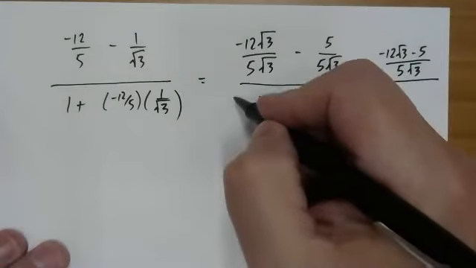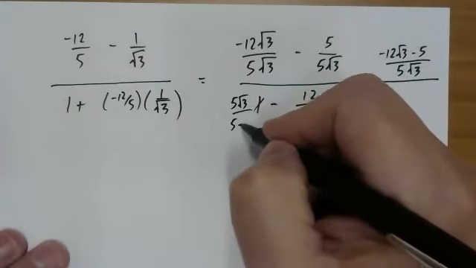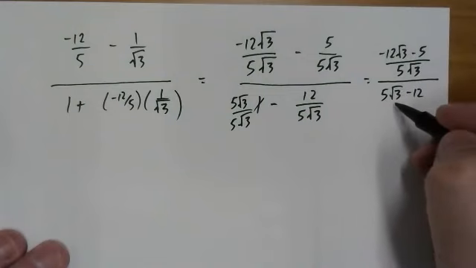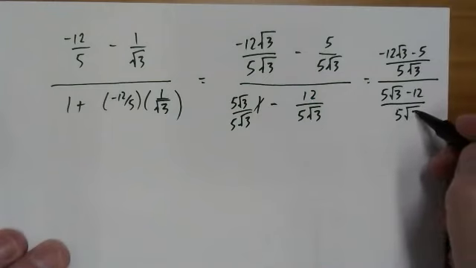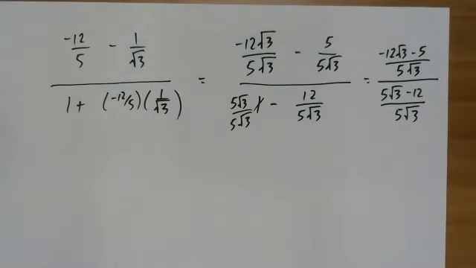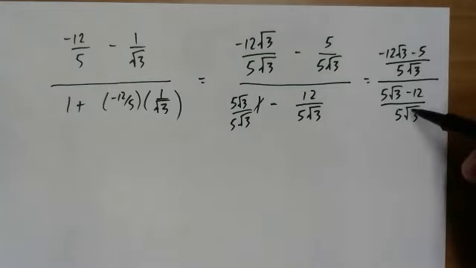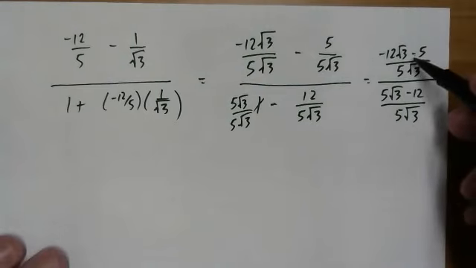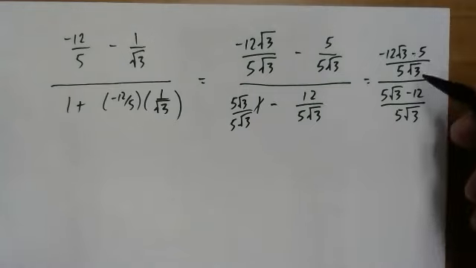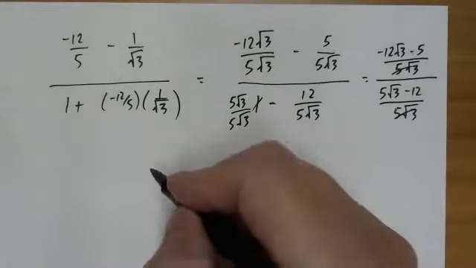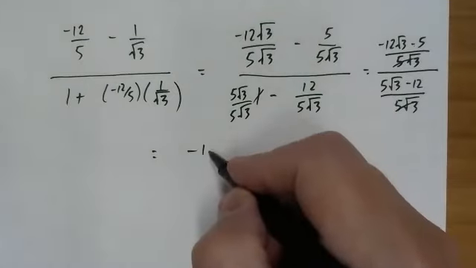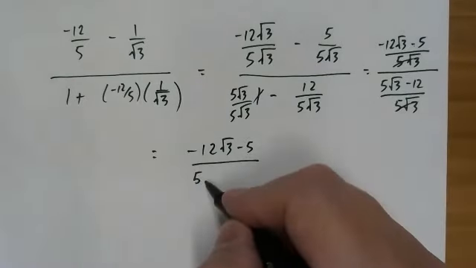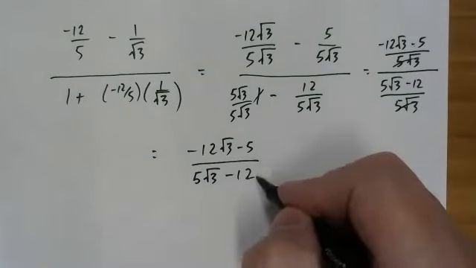Now I need to combine these. I need to convert to my common denominator, which is 5 square root of 3. So this is going to be 5 square root of 3 minus 12 over 5 square root of 3. Wow. So now I have a complex fraction, one fraction over another fraction. If you don't quite see what this is going to be, you can do it the long way. You can write the top fraction times the reciprocal of the bottom fraction. But what actually happens is these two cancel out. So you're eventually left with negative 12 square root of 3 minus 5 over 5 square root of 3 minus 12.